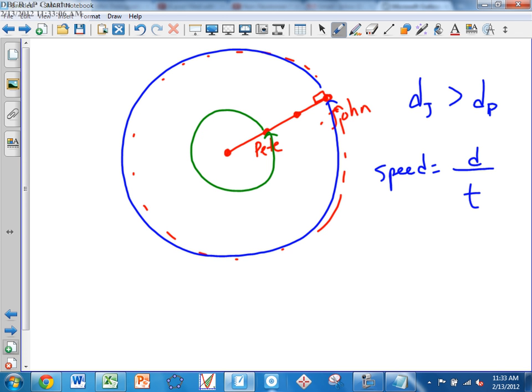Like for track races, wouldn't it make it unfair for the person on the outside? Nah. Because they have to travel, they have to go fast. So, here's how it works. You wanna start? Go ahead.